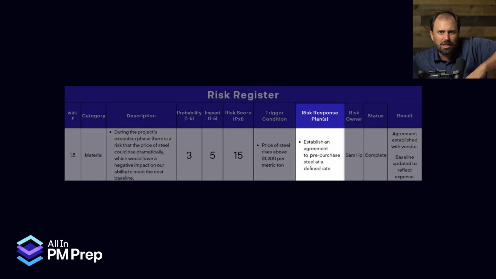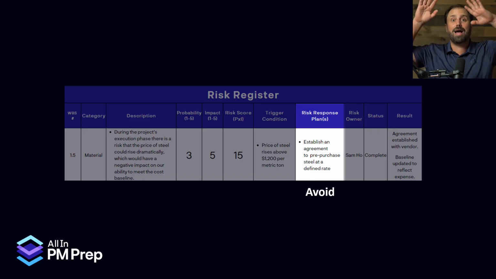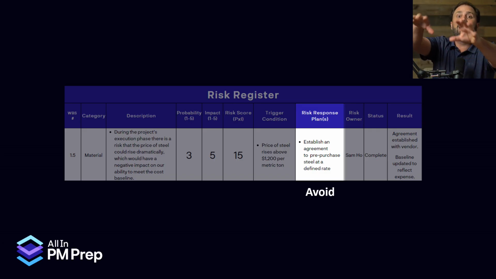Well, maybe we could transfer it. Maybe we can accept it. Maybe we can avoid it. Who knows? The solution that was picked, and I want you to tell me which strategy it was, is to establish an agreement to pre-purchase steel at a defined rate as you're in planning. Which strategy would that be? It would be avoiding the risk of it going way higher because we are going out and saying hey, we're going to cut a deal at this price so that we don't have any risk of the price going to the moon because we already bought the stuff.